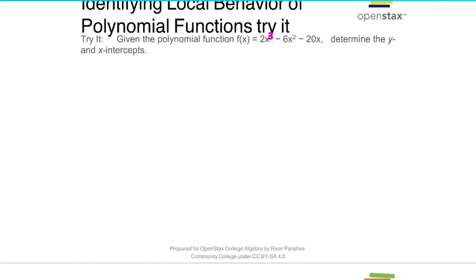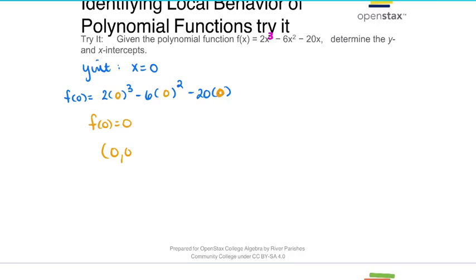Okay, so going over it, we want the y-intercept, and we're going to set the x equal to 0. So f at 0 is 2 times 0 to the third minus 6 times 0 squared minus 20 times 0. And honestly, what happens is it zeroes out. So our y-intercept is the point 0, 0.